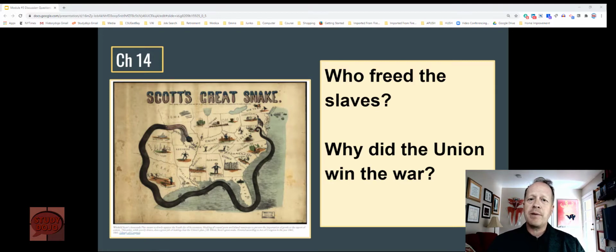Also to note that the Emancipation Proclamation is not what freed the slaves. It was a limited document, and explaining why the Emancipation Proclamation did not free all the slaves is, I think, an important lesson in critical thinking and the nuances of history that we should relate to all our students.